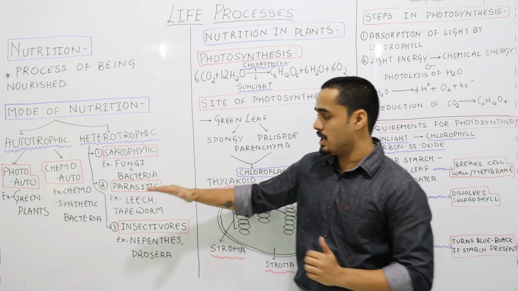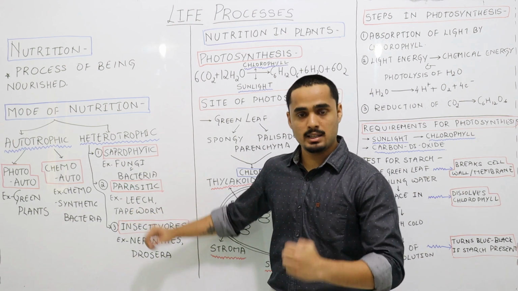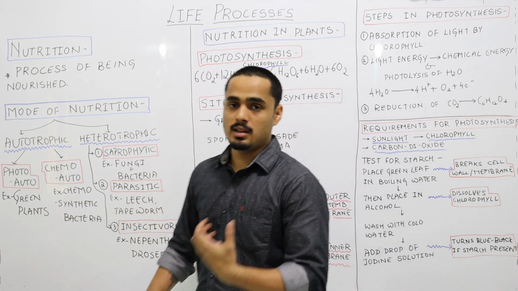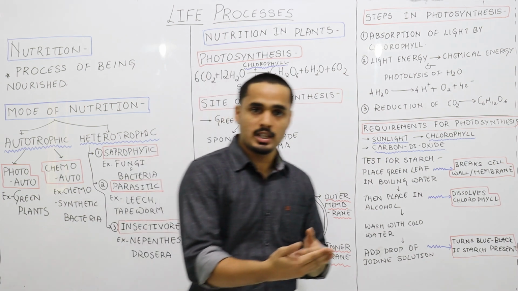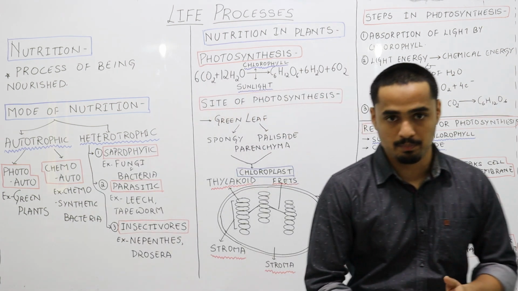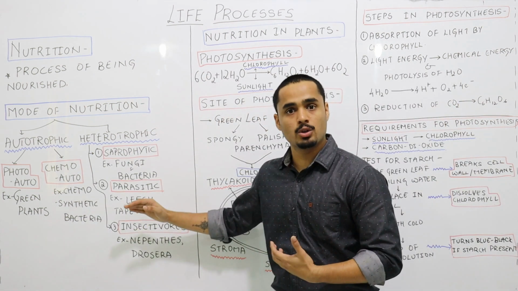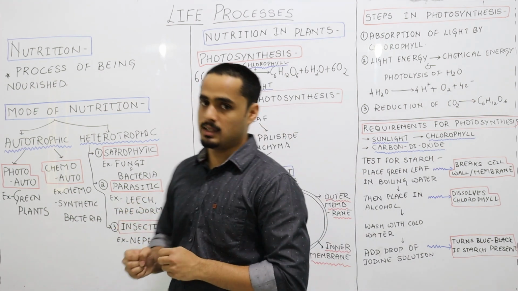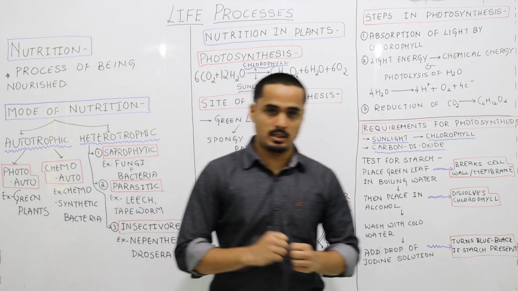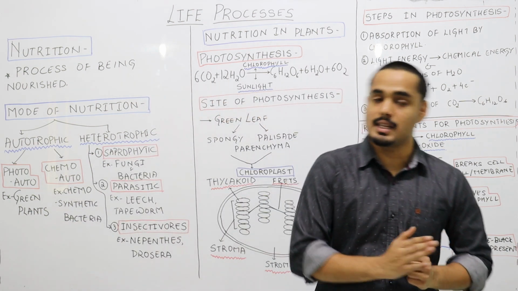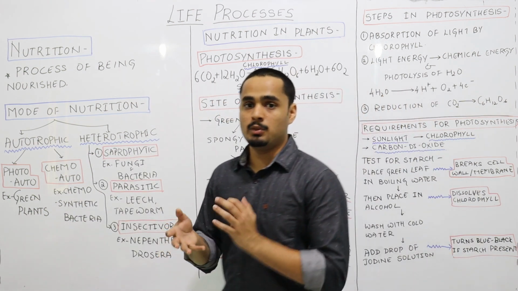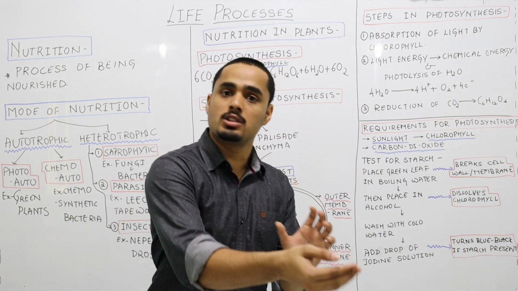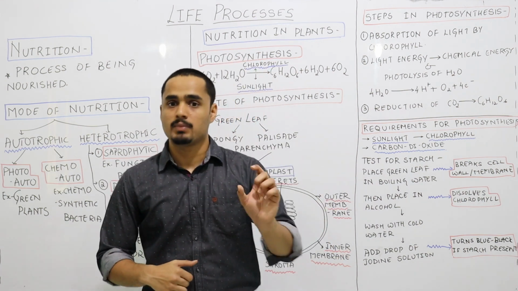So the second type under heterotrophic is parasitic. Now parasites are organisms that live on a host and start feeding on the host. Okay, they live on a living host and start feeding on those living hosts. So when we talk about parasitic, we have two types of parasites, that is ectoparasites and endoparasites. Now the meaning of the word ecto means outside, endo means inside.